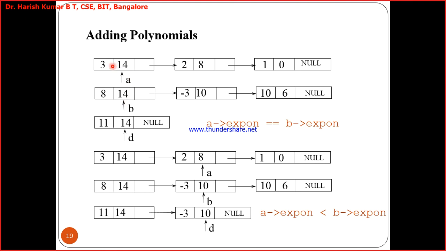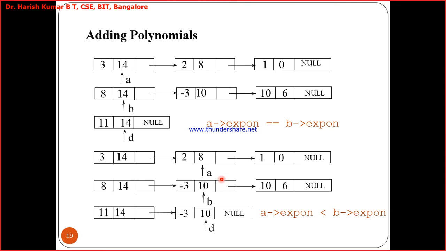Now if I increment a, a points to the next node, and if I increment b, b also points to the next node. That is the status you are seeing here. Understood? a is incremented and made to point to the next node, and b is also incremented and made to point to the next node. Hope you understood till here. What we are discussing now is adding two polynomials.